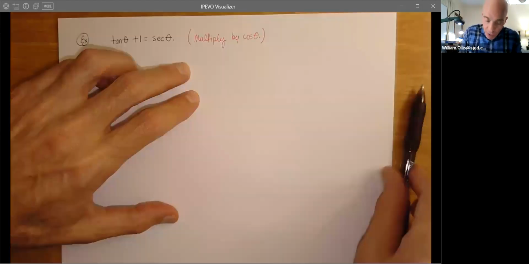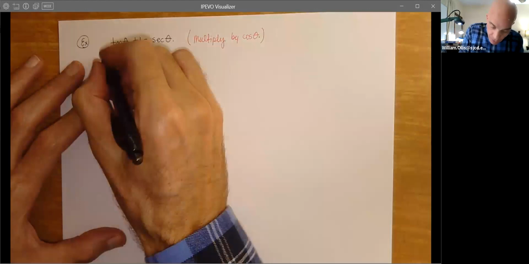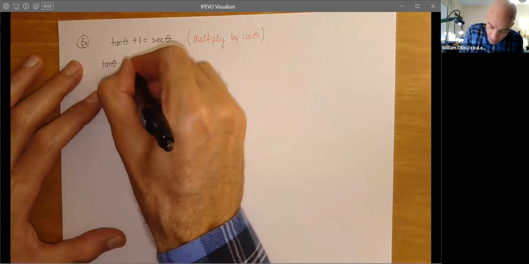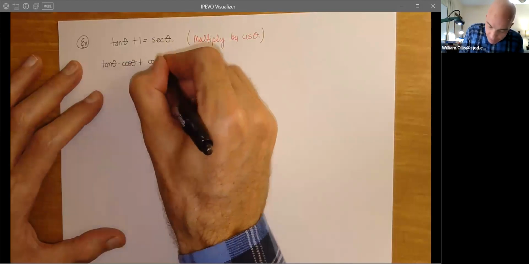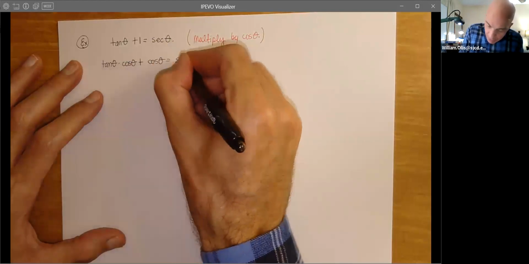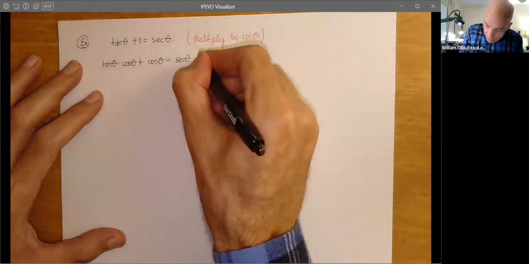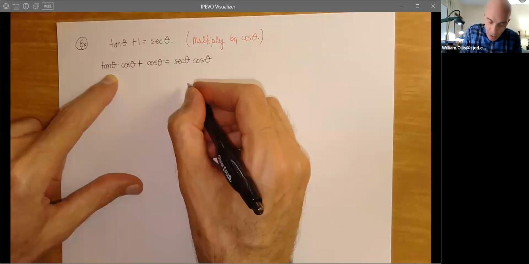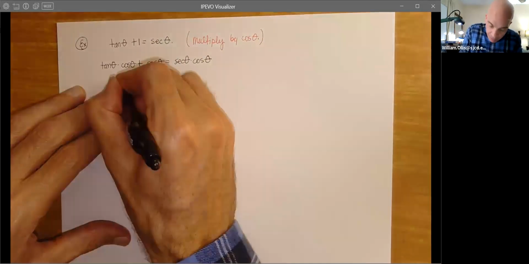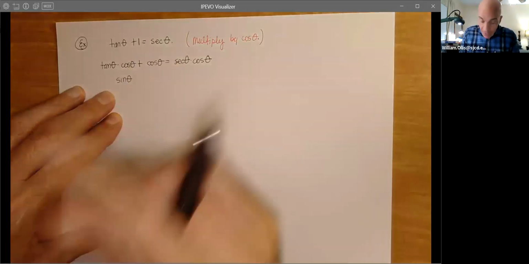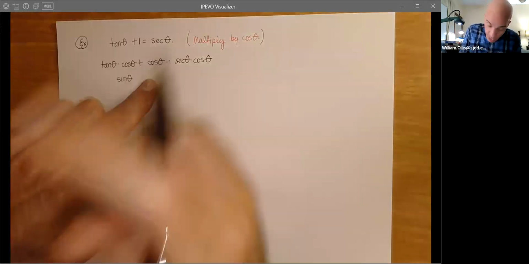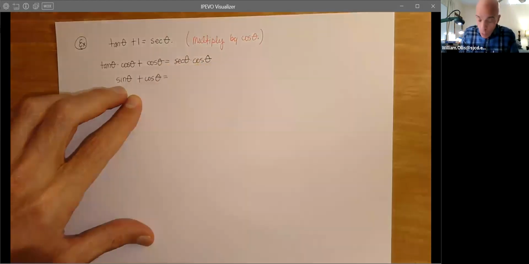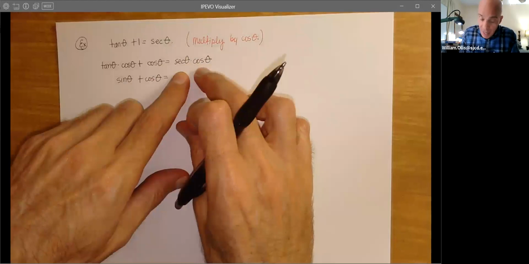Here's one strategy to do this. So we'll have tangent theta times cosine theta plus cosine theta equals secant theta times cosine theta. Now, of course, the cosine absorbs the cosine downstairs in the tangent, so this gives us sine theta. And then cosine is just cosine. And then, of course, these are reciprocals, right? And that's 1.